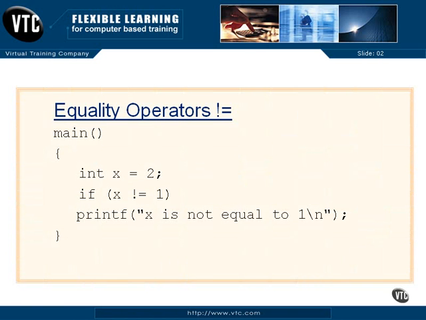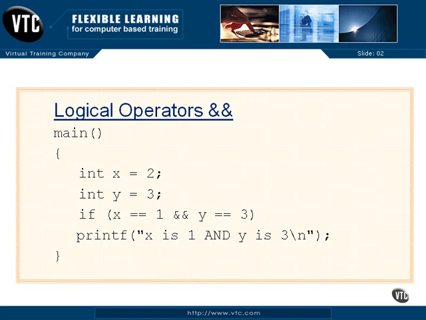Here's not equal. If x is not equal to 1, we'll print that out. We use an exclamation point and an equal sign to show inequality. Now these are logical operators. This one is a logical operator and. We say here x is assigned the value of 2, y is assigned 3. If x is equal to 1 and y is equal to 3, then we'll print this out.